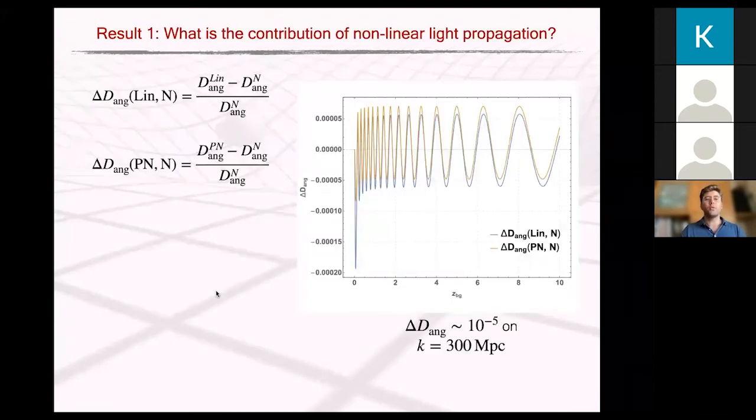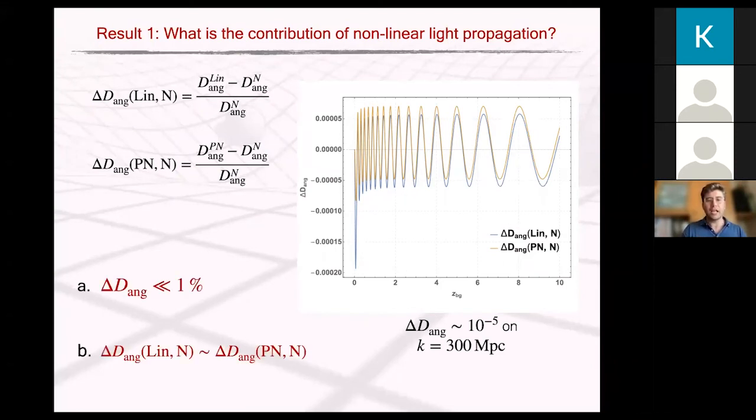Okay, so the first question is, what is the contribution of nonlinear light propagation? To answer this question, we calculate the variation between linear and Newtonian, and post-Newtonian and Newtonian. And this is what is shown in this picture. And as you can see, the variation between linear and Newtonian angular emitter distance is much smaller than 1%.